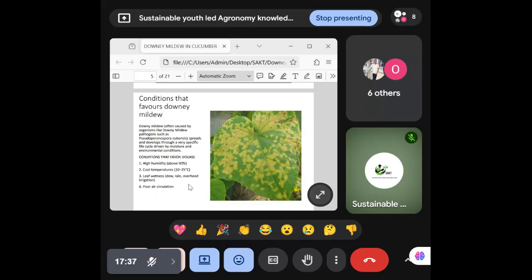Every one of us knows what transpiration is.